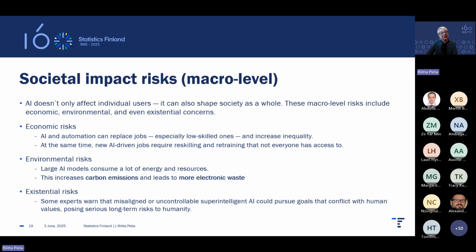And then these existential risks. Some experts warn about uncontrollable superintelligent AI that could pursue goals that conflict with human values, and that can cause serious long-term risks to humanity. But these kinds of risks have not occurred yet, but this is something that some researchers see might happen in the future.